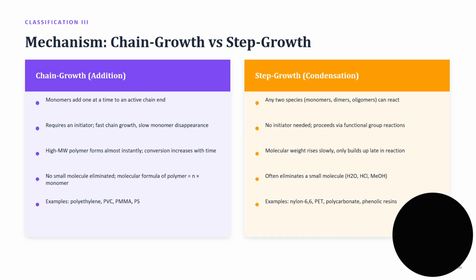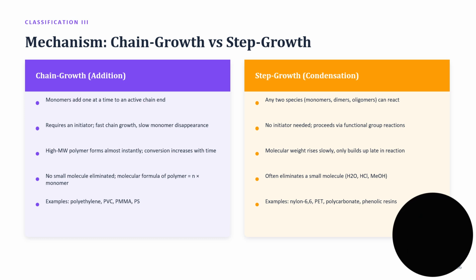Mechanism, chain growth versus step growth. Now, the third and arguably most important classification by mechanism. This is where polymer chemistry really splits into two distinct kinetic worlds, and understanding this distinction will unlock everything that follows. Chain growth or addition.